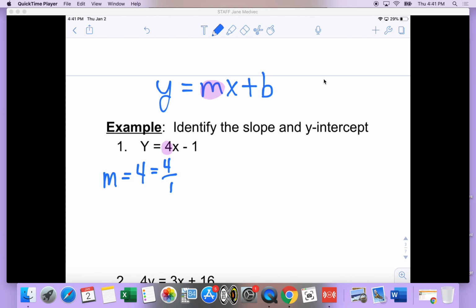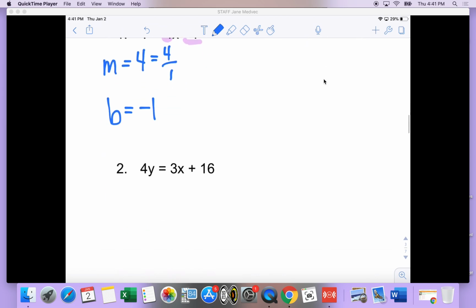And now b. If I take a look at it off to the side, it says plus b. You're going to notice that this is not plus but minus. And so my b in this example is b equals negative 1. And that's all you need to do in this problem. Now let's go on to number 2.